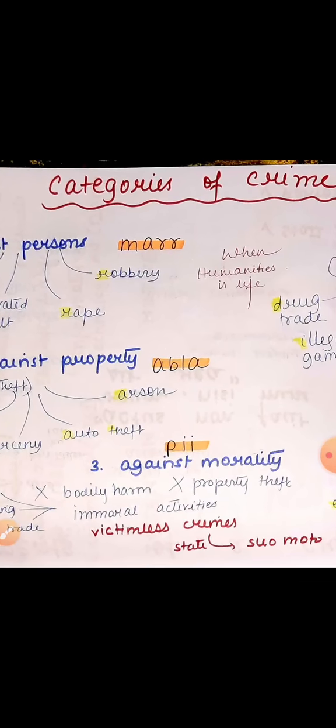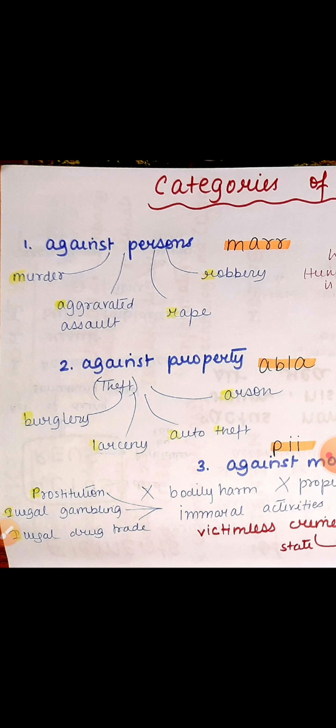There are 5 categories of crimes. First and foremost, it's against persons. These are personal crimes committed against specific persons, and it includes murder, aggravated assault, rape, robbery, and we can remember it as MAR. These are mnemonics which will facilitate your memory on the topic.